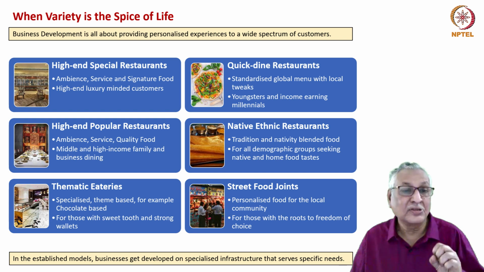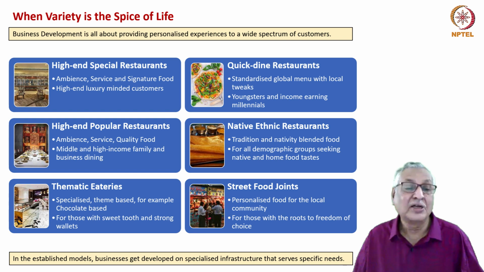Some hotels are focusing more on the ambience than on the food itself. Food, of course, is of top class quality, but ambience is being seen as the most important adjunct for such restaurants. Then we have high-end popular restaurants where ambience, service, and food quality are the prime drivers, and they attract middle and high income family and business dining requirements.